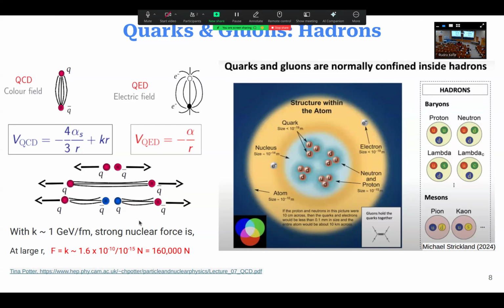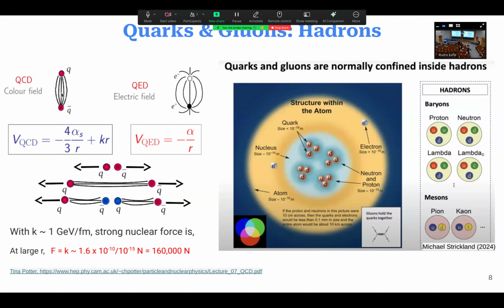Why? Because the strong nuclear force is on the order of thousands of newtons, you can see the calculation. It's really strong compared to normal forces. So that's why quarks and gluons are normally confined inside the hadrons, right?